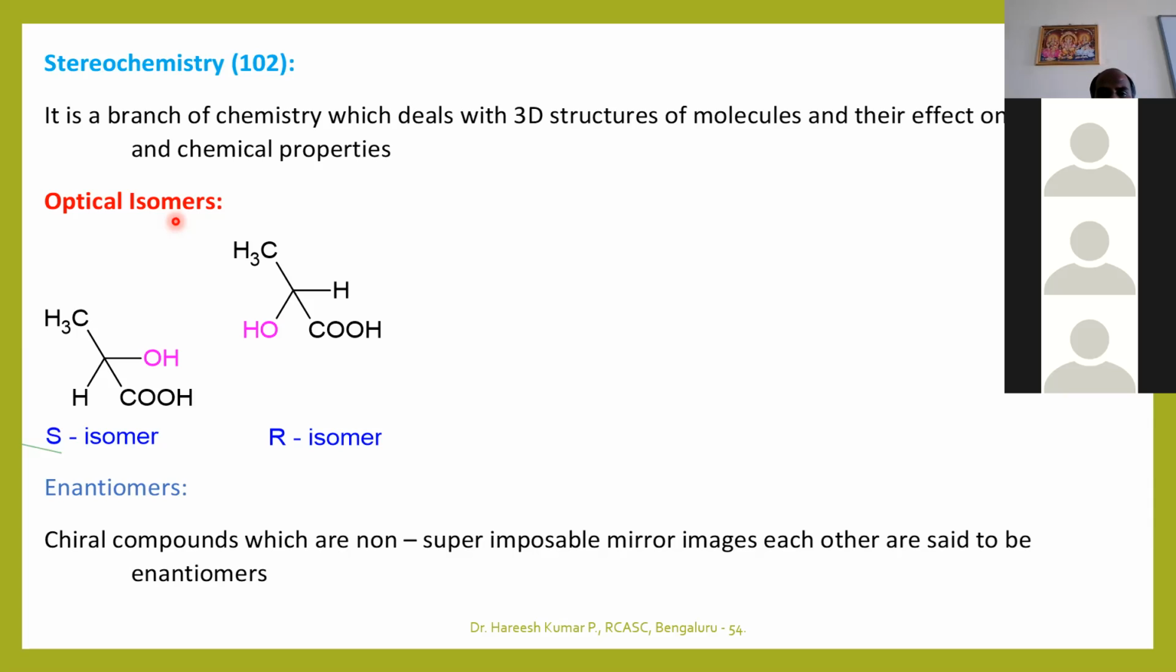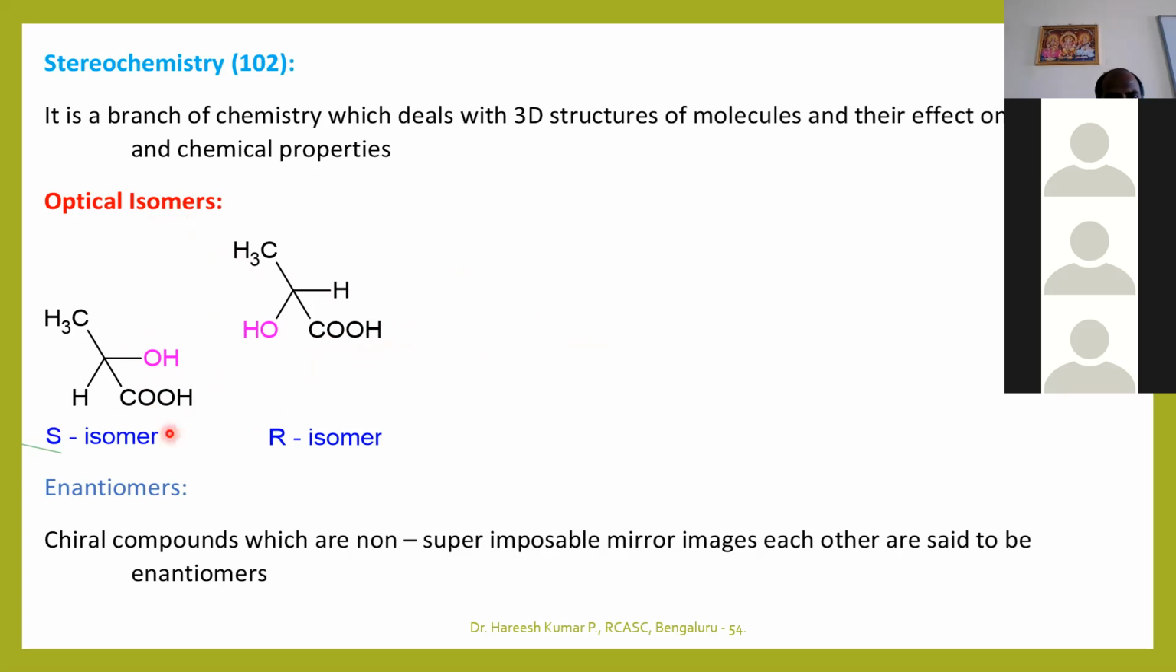When this one-directional light is passed through certain compounds, more particularly optically active compounds, those optically active compounds rotate the plane polarized light either right or left. Compounds that rotate it towards the right are called dextrorotatory. Compounds that rotate the plane polarized light towards the left are called levorotatory. This phenomenon is called optical activity, and the compounds are called optical isomers.